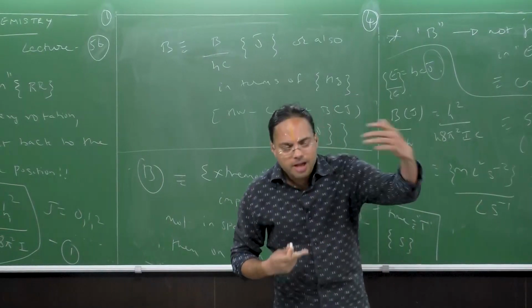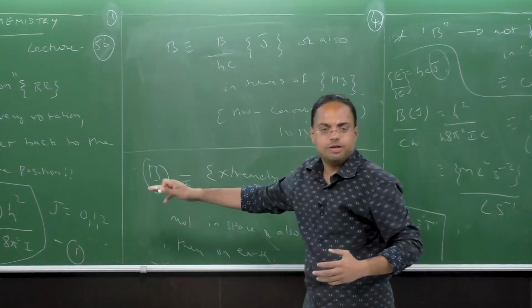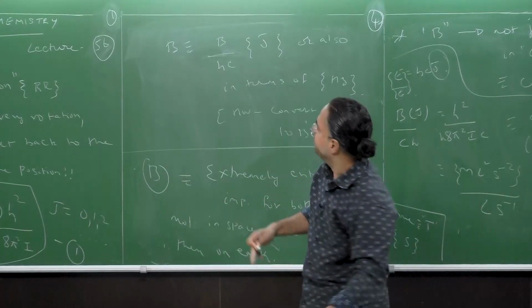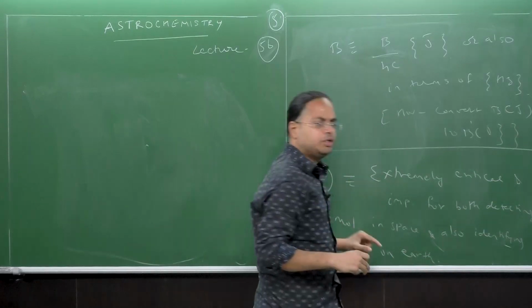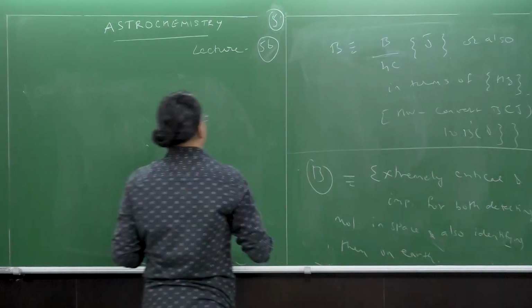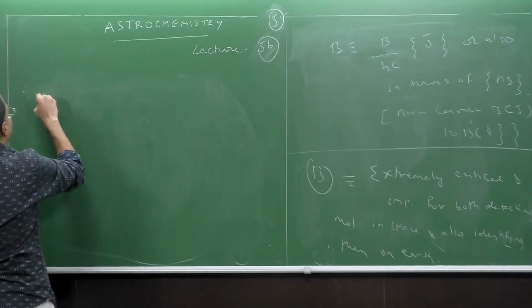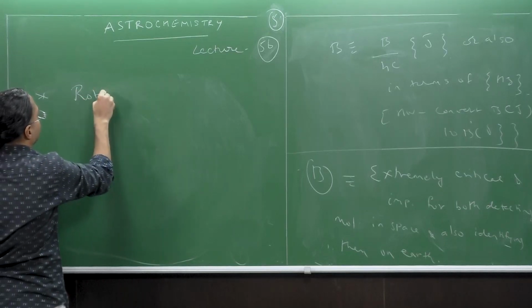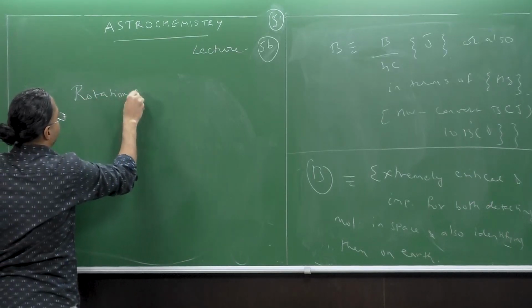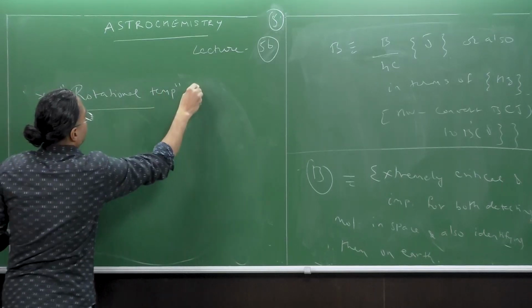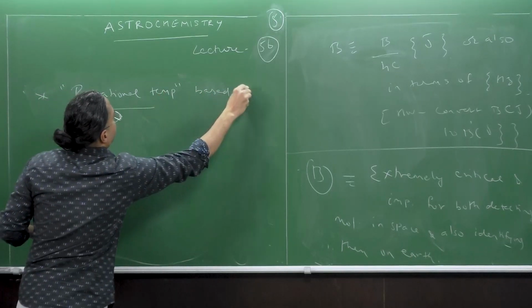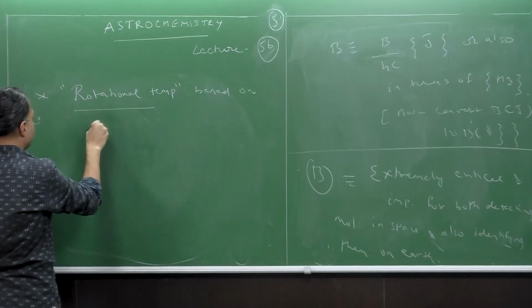Now let us look at how B is precisely applied in the context of astrochemistry. One of the very first applications of B in astrochemistry is that we can define what is called a rotational temperature based on the rotational constant B.